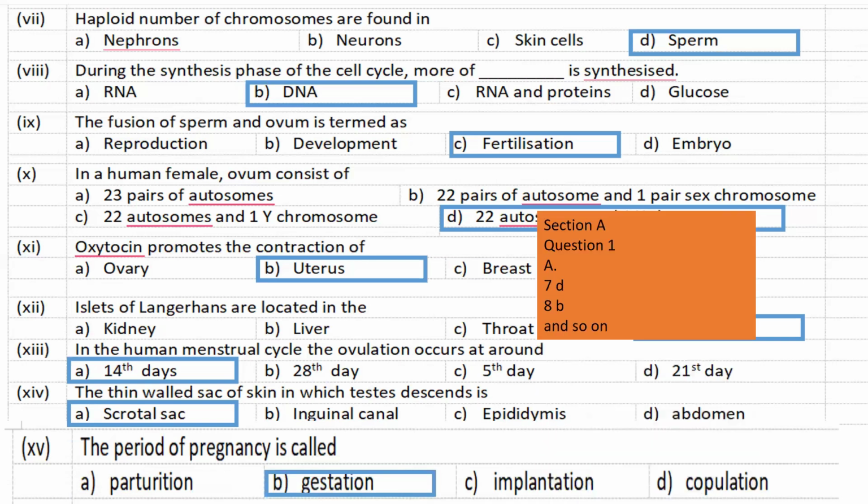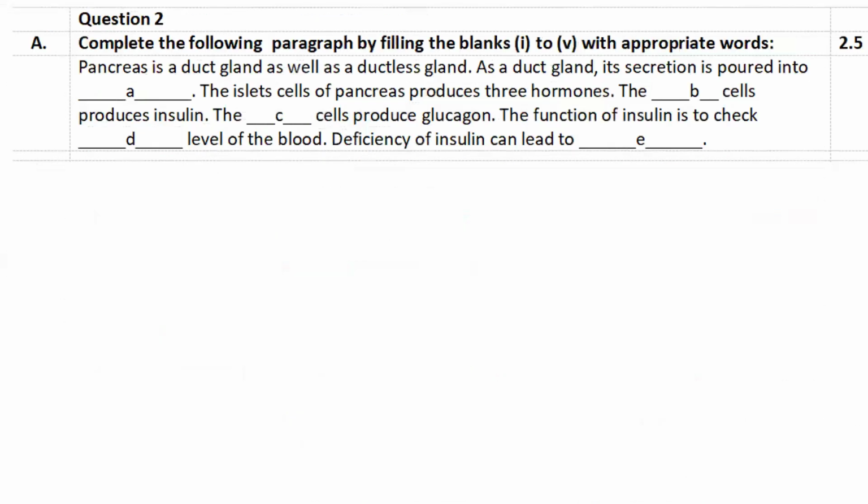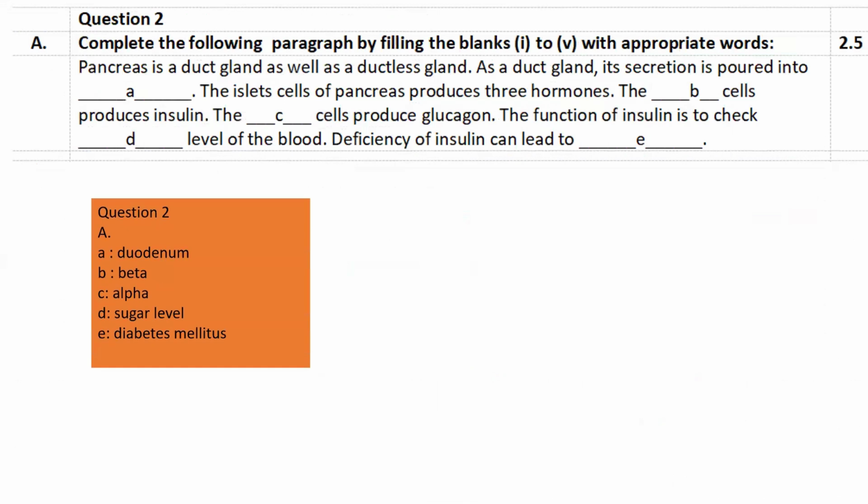Now, while writing, again the same: 7D, 8D, and so on. Then question 2. In question 2, this is a direct question. Pancreas is a duct gland as well as a ductless gland. As a duct gland, its secretion is poured into the duodenum. Duodenum is the first part of the small intestine. The islet cells of pancreas produce 3 hormones.